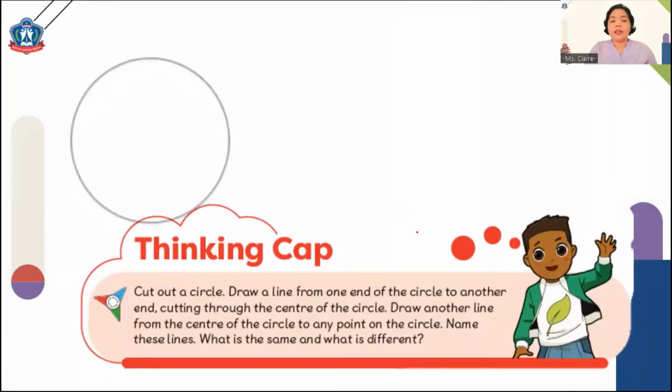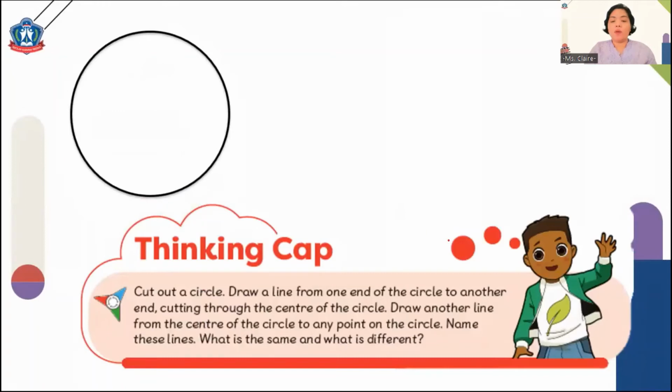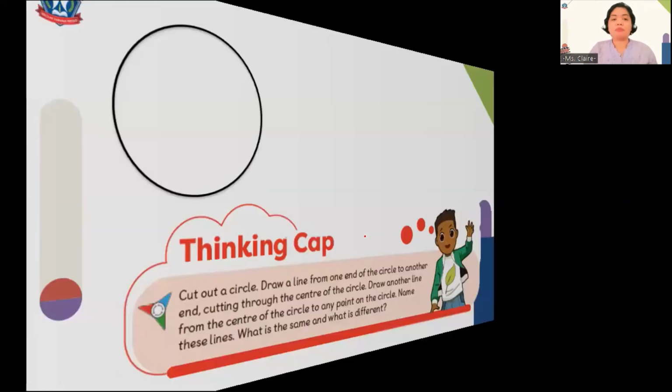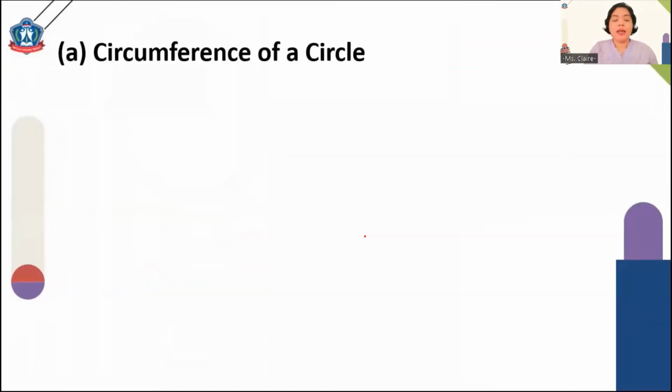Cut out a circle, this circle. Draw a line from one end of the circle to another end, cutting through the center of the circle. Draw another line from the center of the circle to any point on the circle. Name the lines and what is same and what is different. So try to draw or cut out a circle, then make a line on the circle passing through the center. Okay?